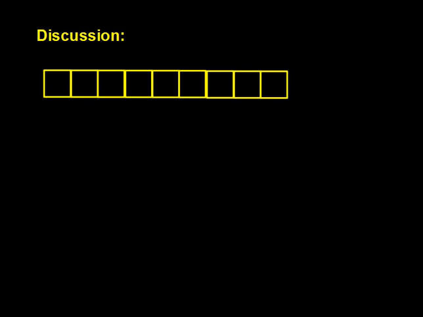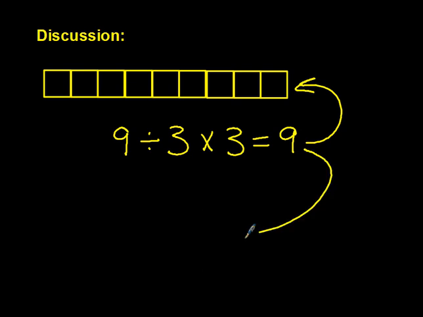So that's the visual representation, and here's what it looks like on paper. We had 9 units divided by 3 units, which gave us 3. Then we multiplied by 3, and we ended up right back at 9 where we started on both sides. Okay?